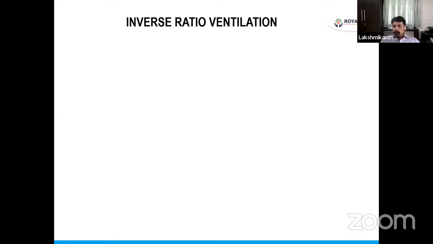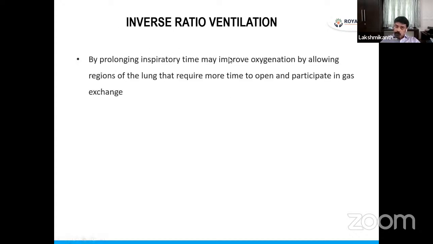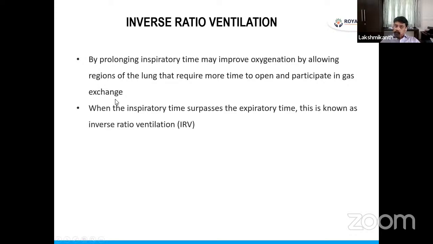But what happens in ARDS or in patients who have a complex oxygenation problem? What was tried was they started increasing the inspiratory time. They gave more and more time for the inspiration, more and more time for the collapsed alveoli to be opened, to have more alveoli taking part in the oxygenation process. So that was tried, and they prolonged the inspiratory time. It sometimes improved the oxygenation by allowing regions of lung that require more time to open, that is your slow alveoli. When the inspiratory time surpasses the expiratory time, that is 1:3, it becomes 1:2.